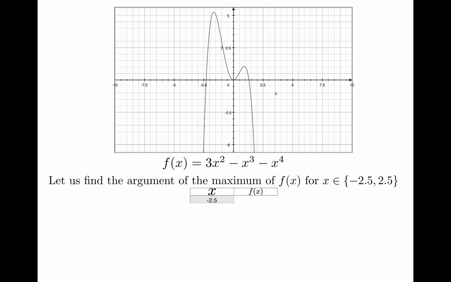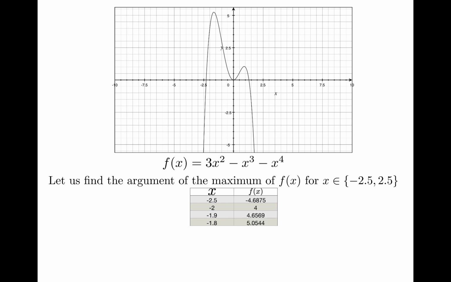At minus 2.5 I can see that the value of f(x) is minus 4.6875. This can be easily found if you plug in the value of x to be minus 2.5 in that expression 3x² − x³ − x⁴; you will get minus 4.6875. Moving on, similarly at minus 2 you have f(x) as 4. At x equal to minus 1.9, you have f(x) as 4.6569. At x equal to minus 1.8, you have 5.0544. So it's still increasing.